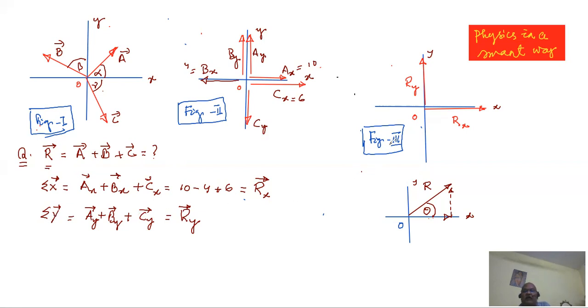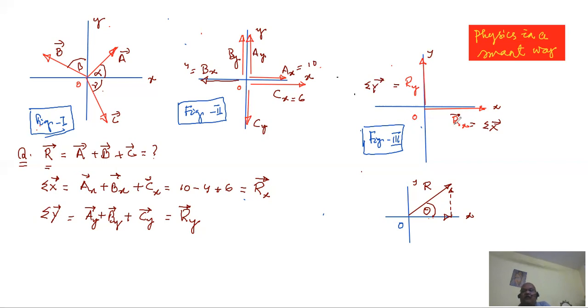So now finally, we come down to diagram number 3. All the x components are made into 1. All the y components are made into 1. So now there are 2 vectors. One is Rx, that is Ry. This Rx also can be put as sigma x, no problem. And this Ry also, if a student likes, he or she can put as sigma y, no problem.